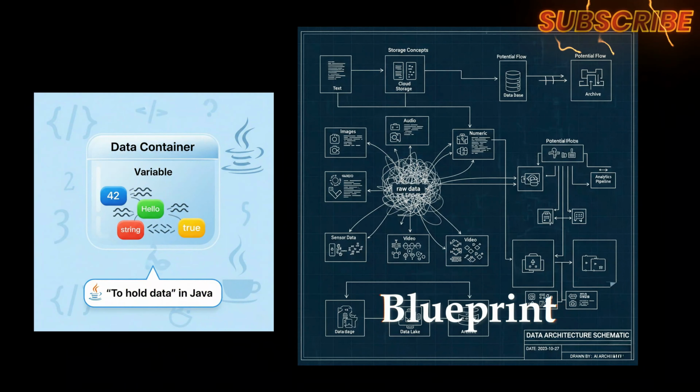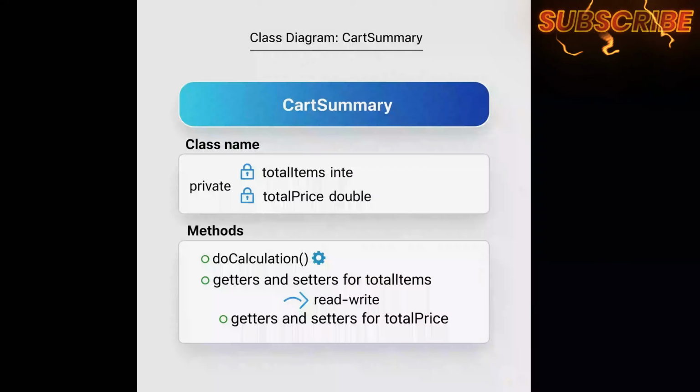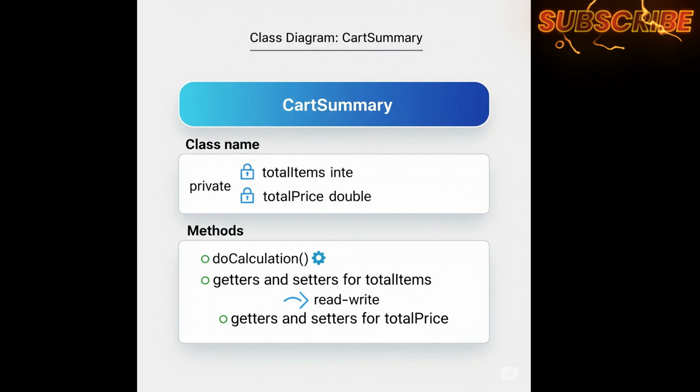You can think of it as a blueprint for a data structure. Consider an example, a cart summary class that stores the total items and the total price, which is used for internal calculation. It is not meant for database persistence, nor for direct client interaction.